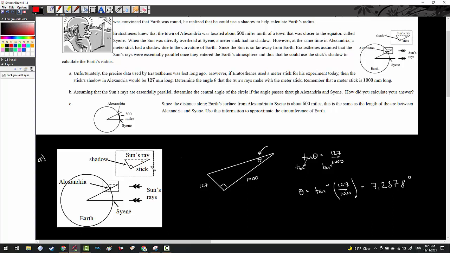So that would be the measure of this angle right here, which is also the measure of, I'll switch colors, that way you guys can actually see it, that is also the measure of this angle right here. Cool, so we've already done part A. We're looking good so far.